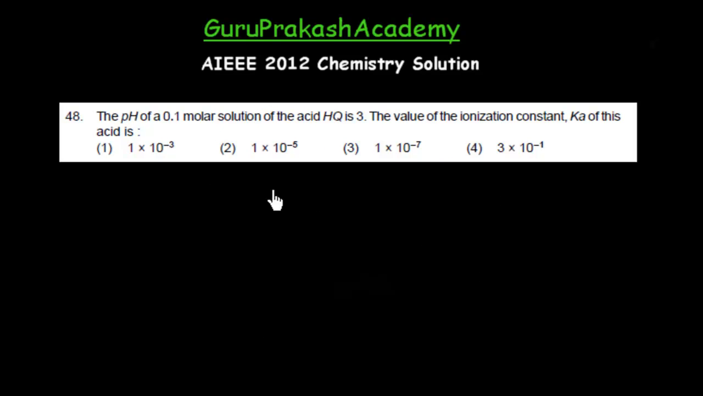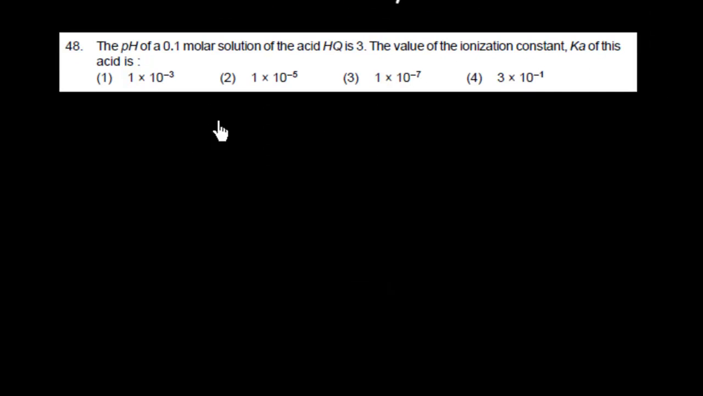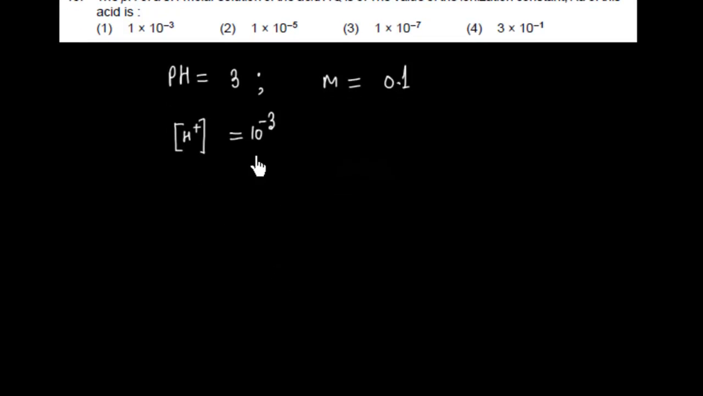Now this question is from the Ionic Equilibria chapter, and it is a very straightforward question. The question says the pH of a 0.1 molar solution of an acid HQ is 3. The value of the ionization constant Ka for this acid is? So we have been given pH. The pH for this solution is 3, and the molarity is also given, 0.1 molar. pH is 3, this means the concentration of H plus is 10 to the power minus 3.